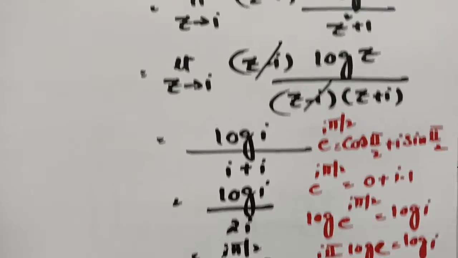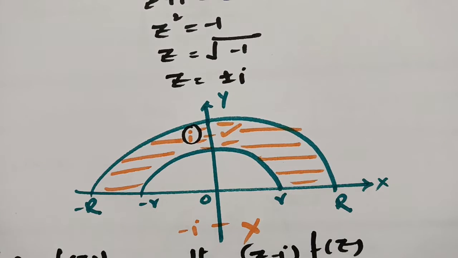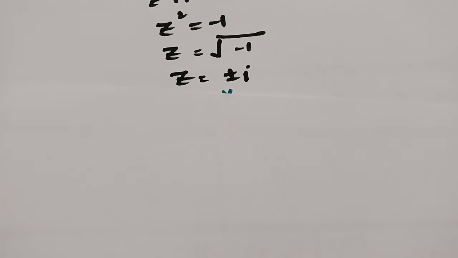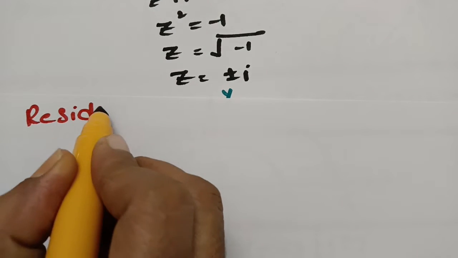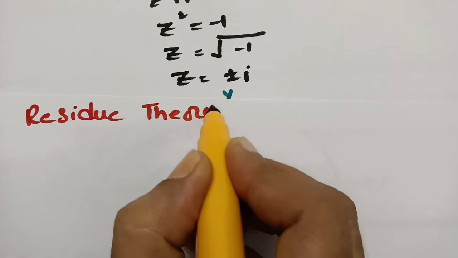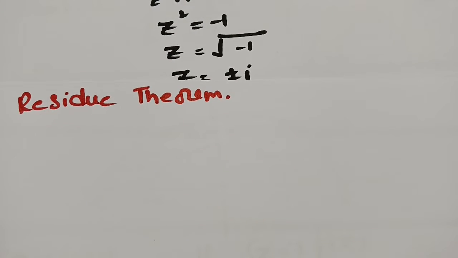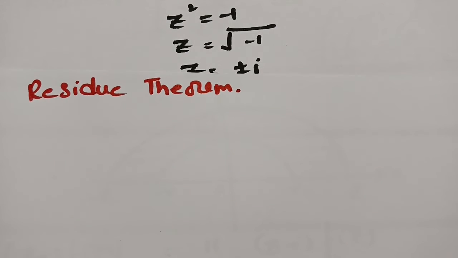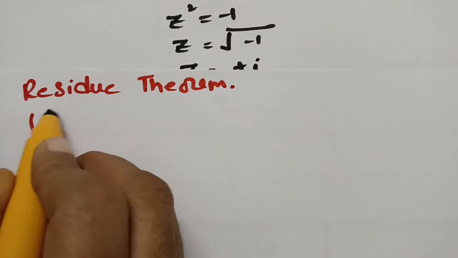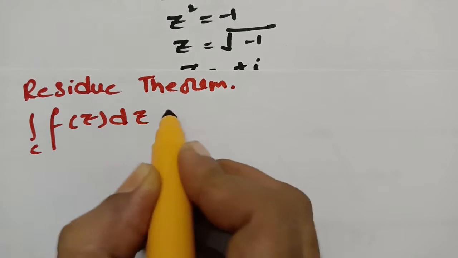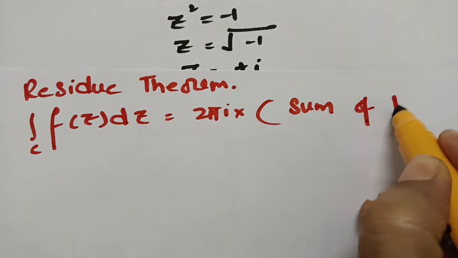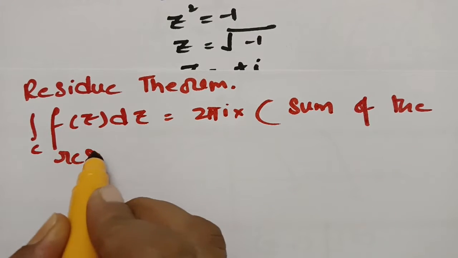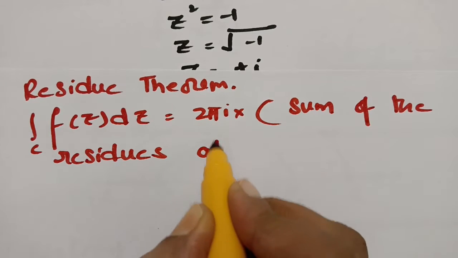After getting the residue value, we have to substitute in the residue theorem. So what is our residue theorem? According to the residue theorem, integral over C of f of z dz is nothing but 2 pi i times the sum of the residues at interior poles.